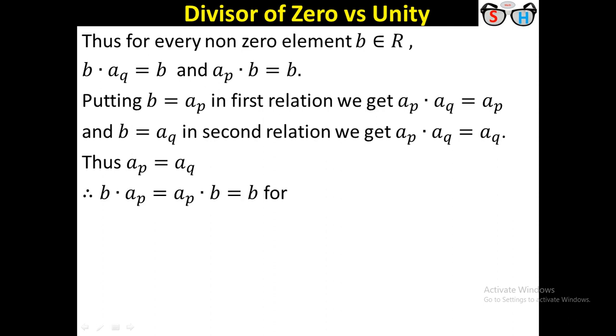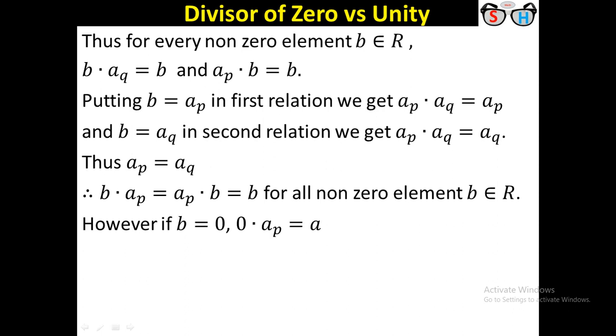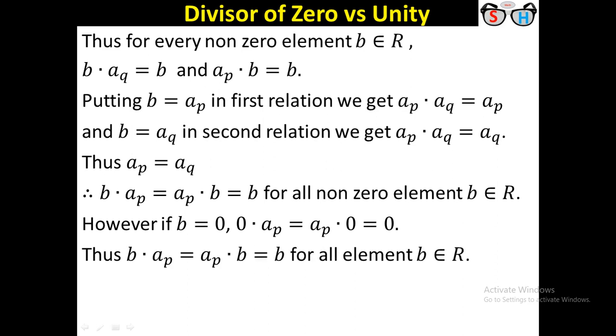Therefore B dot AP equal to A dot for all non-zero elements in R. But AP will be identity or unity if it holds for all elements, but here B is a non-zero element. But what happens if B is the zero element? If B is the zero element, then this is obvious, that is B dot FE equal to 0 dot FE equal to FE dot 0 equal to 0. Thus we can conclude that B dot FE equal to AP dot B for all elements in the ring R.